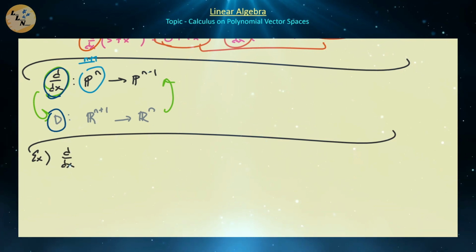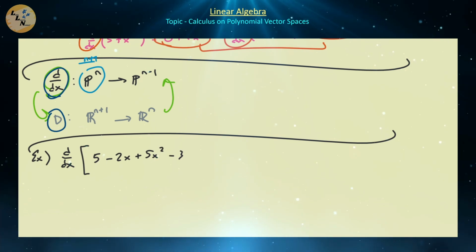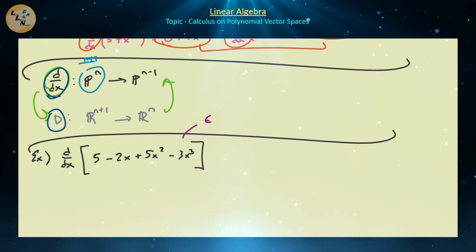So let's just take a pedagogical example to get our thoughts rolling and see how we're going to map between Pn and R n minus 1. So let's take, for example, the polynomial in P3, 5 minus 2x plus 5x squared minus 3x cubed. So I'm just going to pick a particular vector belonging to P3. All right, so what is the derivative of this particular vector? If we apply the derivative rules, then we should see that this is just going to be equal to, well, the derivative of 5 is going to be 0, but I'm not going to write 0.